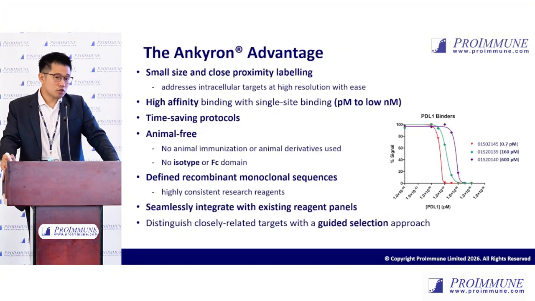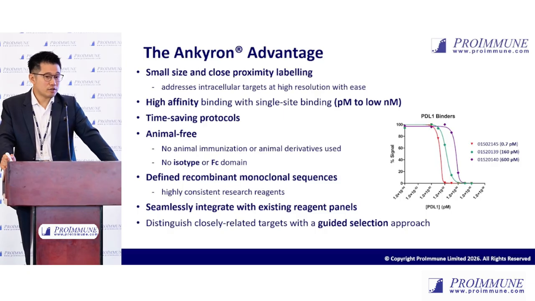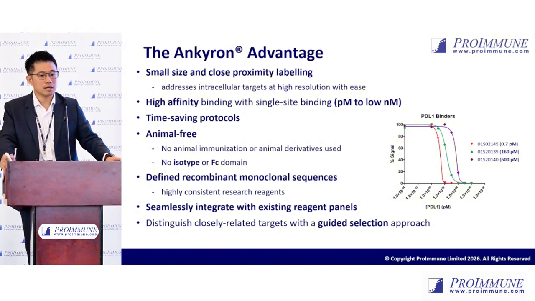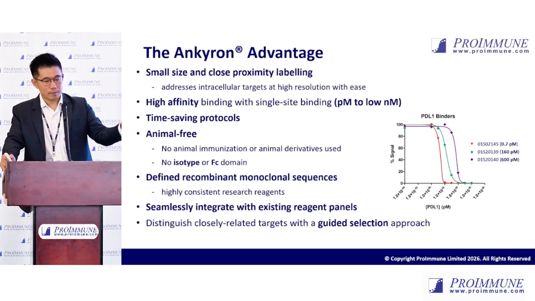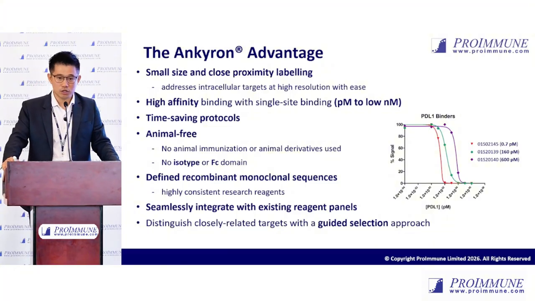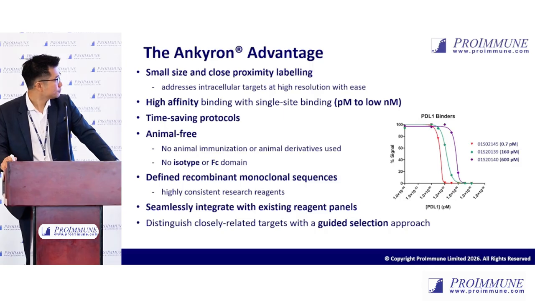Some of the advantages of the Ankyrons are that they are small, so tissue penetration, especially for intracellular targets, is very effective. In addition, being small, the proximity from the label to the binding site is much closer compared to the antibody. And this has allowed us to generate much higher resolution images when doing microscopy work, which I will share in more detail with the data that we have generated.